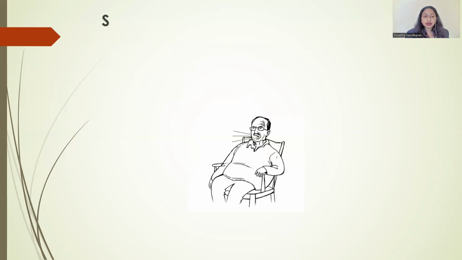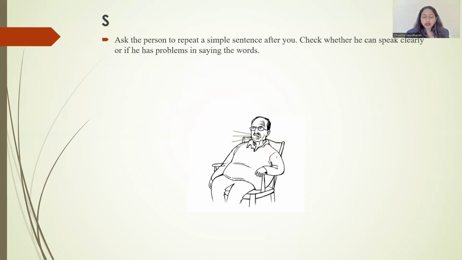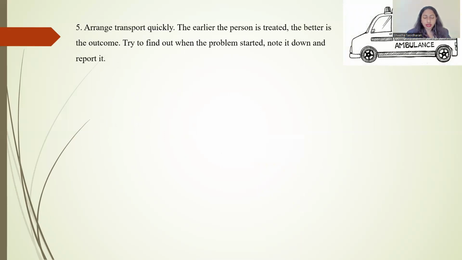Now next, S is speech. Ask the person to repeat a simple sentence, and see whether he is having any problem with his words when he is saying it. A stroke is very likely if the person has difficulty with any of the above actions. T is transport in time, or we have to arrange the facilities very quickly, because the faster he reaches that area, the quicker will be his recovery. So time and transport are very, very important.